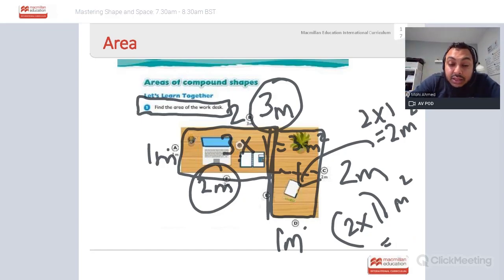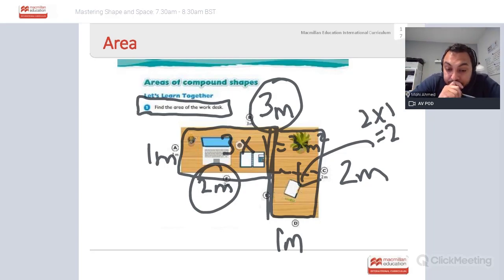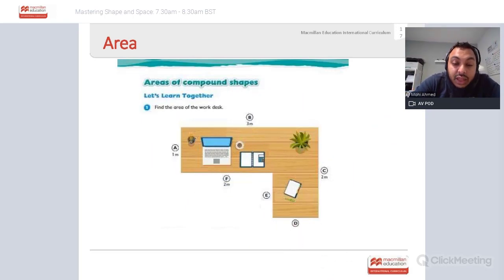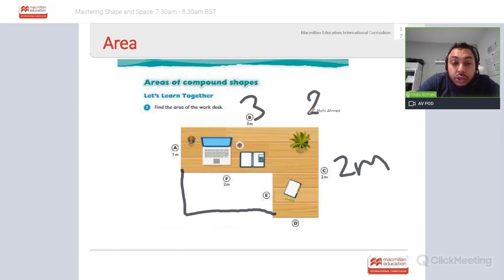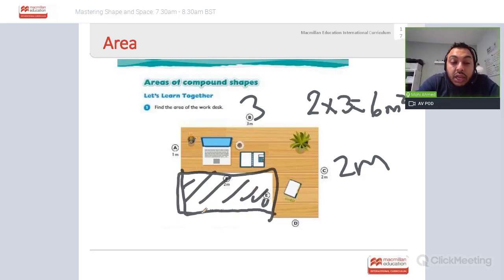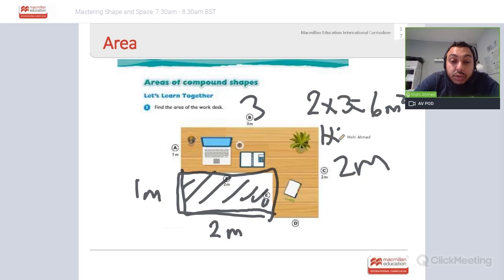And our third way, as a lot of us rightly pointed out, is that we can actually have something that looks like this. We can have a bigger rectangle like so. And so we've got a 2 meter by 3 meter rectangle. So 2 times 3 equals 6 square meters. But then we need to get rid of this area, which is not part of the shape, which is a 1 meter by 2 meter rectangle, which is going to be 1 times 2, which is 2 square meters. We take that away and we're left with 4 square meters again.